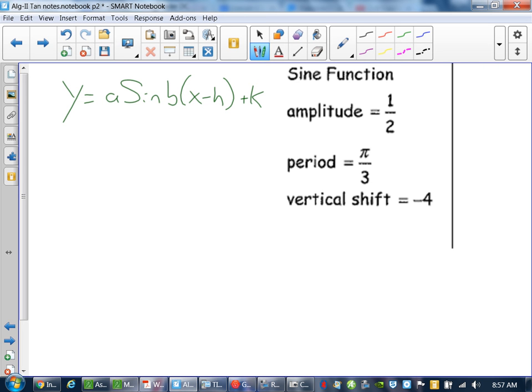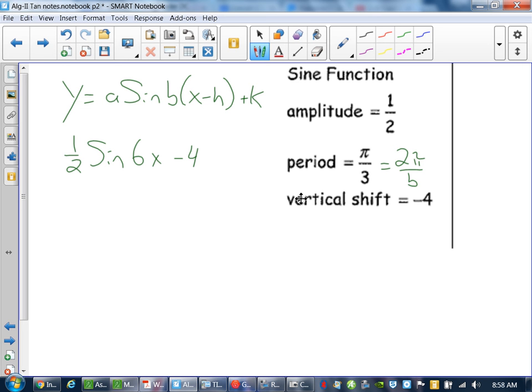No reason. So you have 1/2 sine. The period is pi over 3, so we have to figure out how does that equal 2 pi over b, which, what do you get then? 6? So b is 6. So I have 6. There's no horizontal shift, so it's 6x, and then it's minus a 4. Does that help? Yeah.